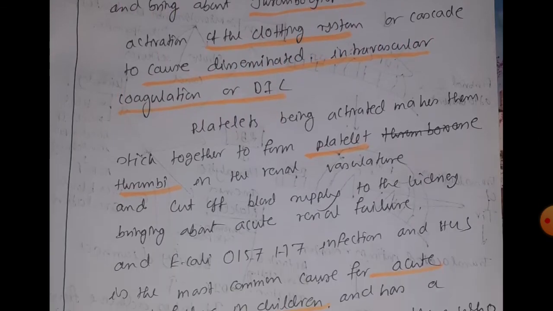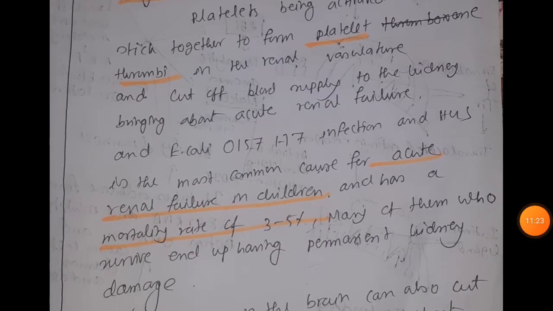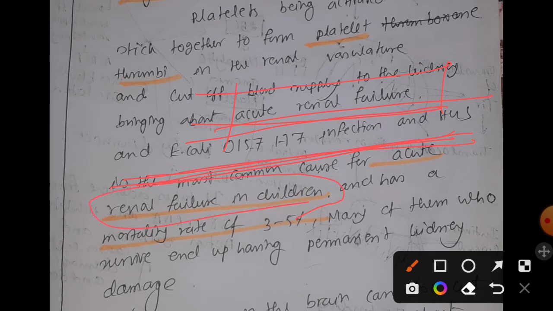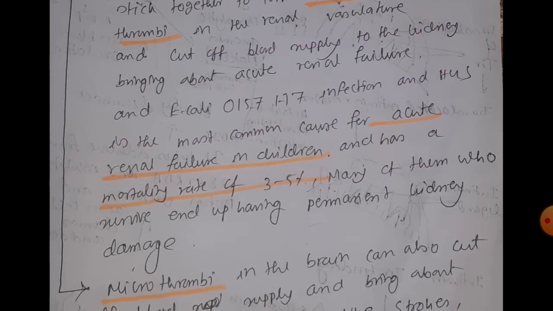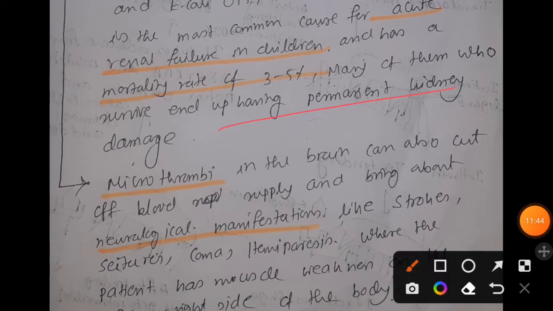Okay, and platelet can also cause platelet thrombi in the renal vasculature that ultimately cuts off the blood supply in the kidney. Okay, that is how they mainly cause acute renal failure. So E. coli O157:H7 is the main cause of acute renal failure in children and has a mortality rate of 3 to 5%. Okay, and many of those who survive end up with permanent kidney damage.